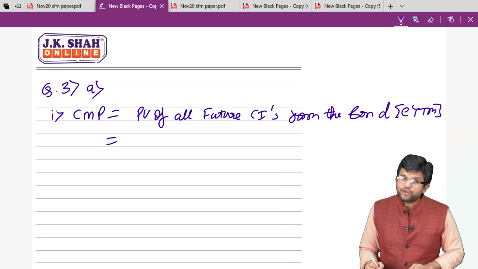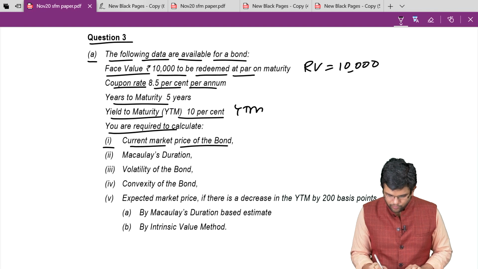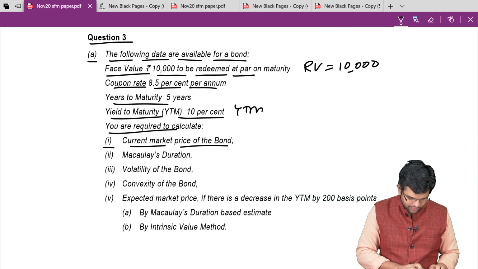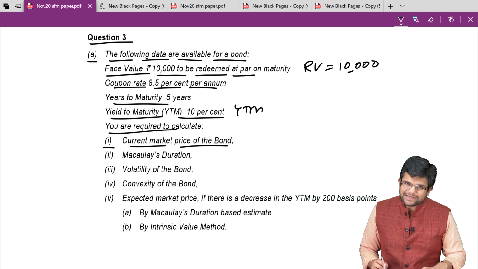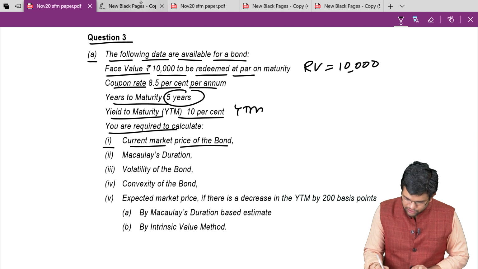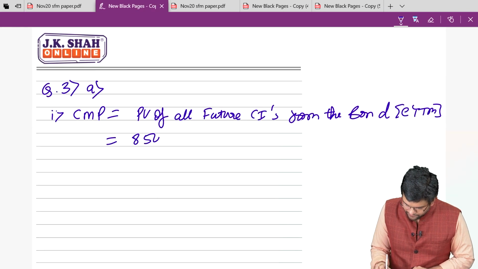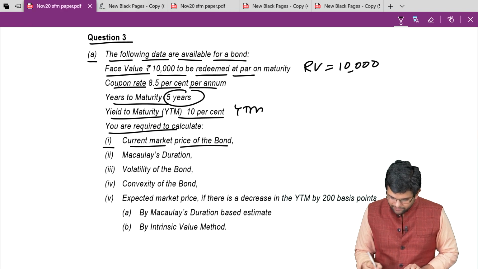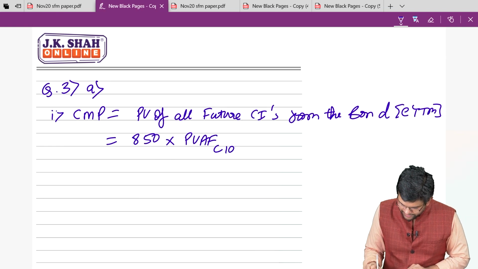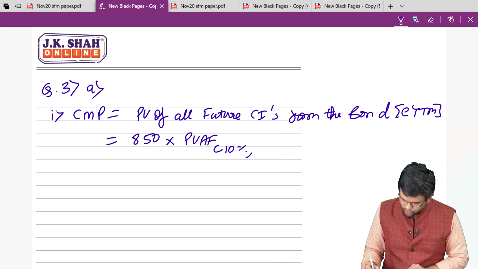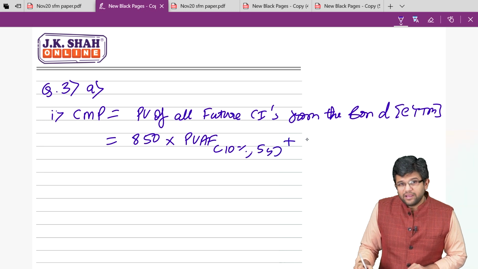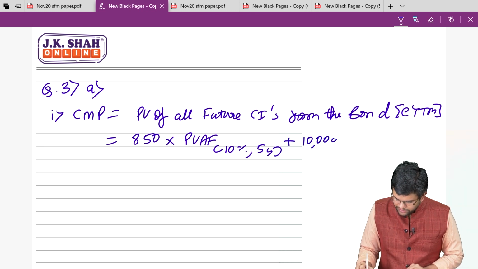Can we start? So children, what is the face value of the bond? 10,000. Coupon rate is 8.5%, so 10,000 into 8.5%, 850 will become your coupon or the interest every year for the next 5 years. So I'll write down here 850 into PVAF of, what is the YTM given children? 10%. How many years? 5 years, correct? Years to maturity is 5 years. So 5 years plus the redemption is at par, so 10,000 into discounting factor of 10% fifth year.